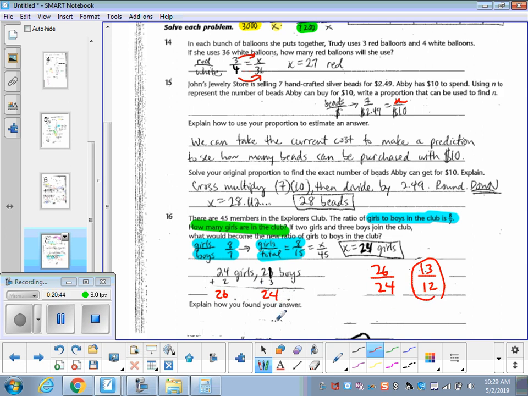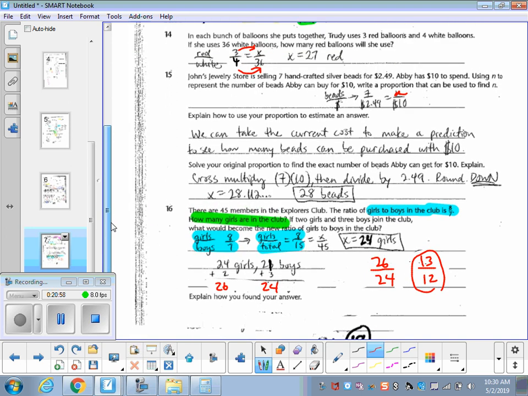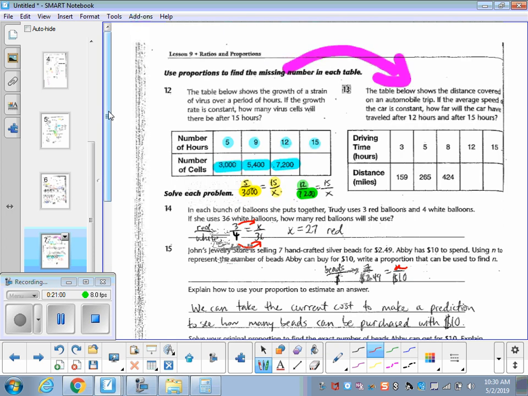And how did we find that answer? We simply added 2 to the total number of girls. We added 3 to the total number of boys. And then we just basically compared and reduced the ratio. So that concludes the video on using proportions to solve for unknowns.